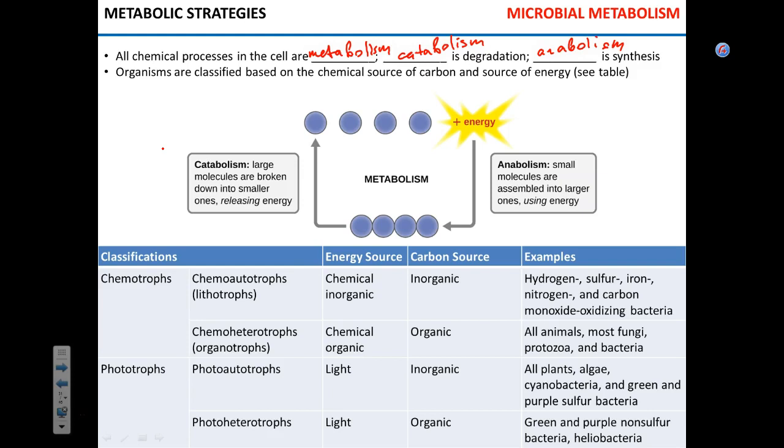What about a catabolic process? Any example of a catabolic process, a process of degradation in the cell? Yep. You break down complex carbohydrates to simple sugars. Break down proteins to amino acids. Does that make sense? Now, generally, it turns out catabolic processes often release energy. Anabolic processes, well, most of them, require energy. Now, organisms, microbial organisms, not only microbial organisms, can be classified in terms of metabolic strategies based on the source of energy and the source of carbon.